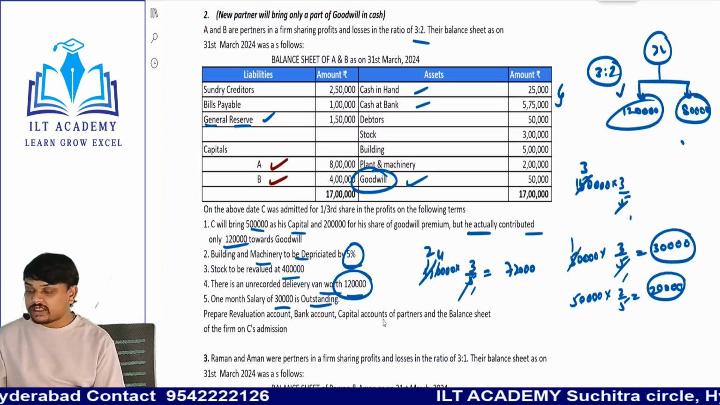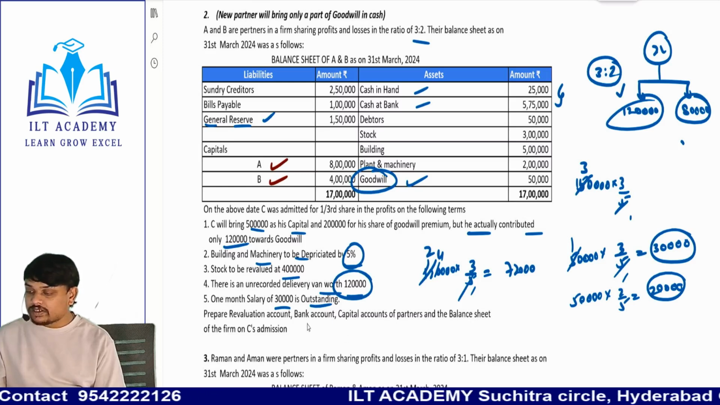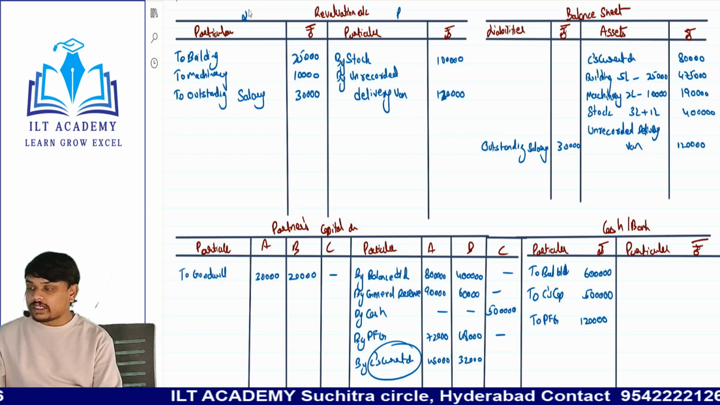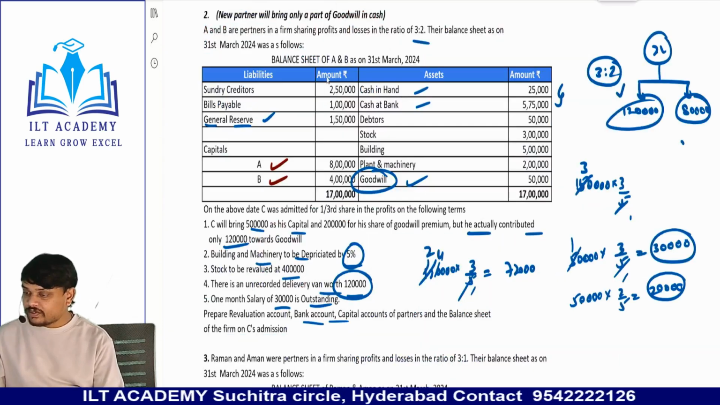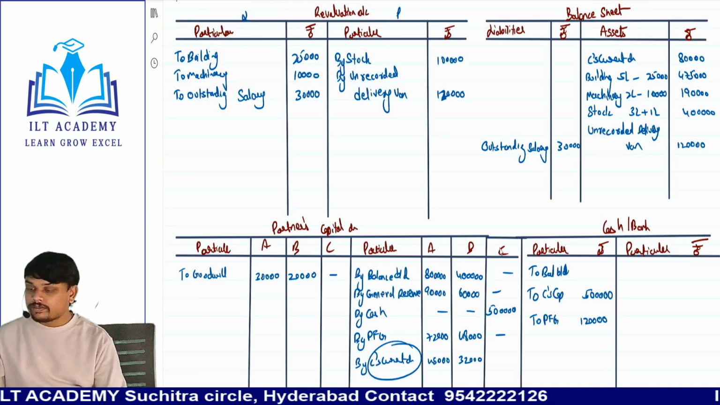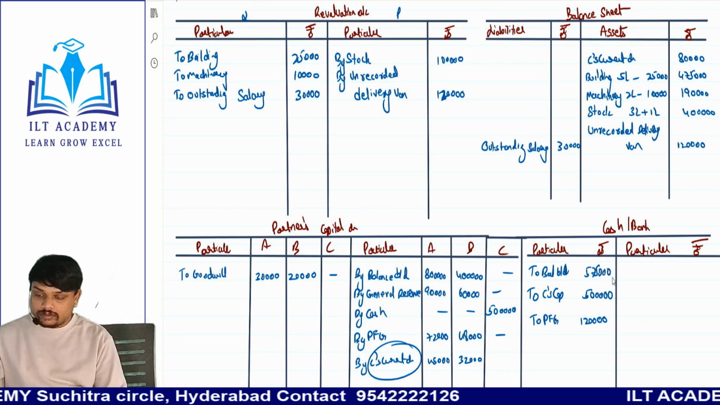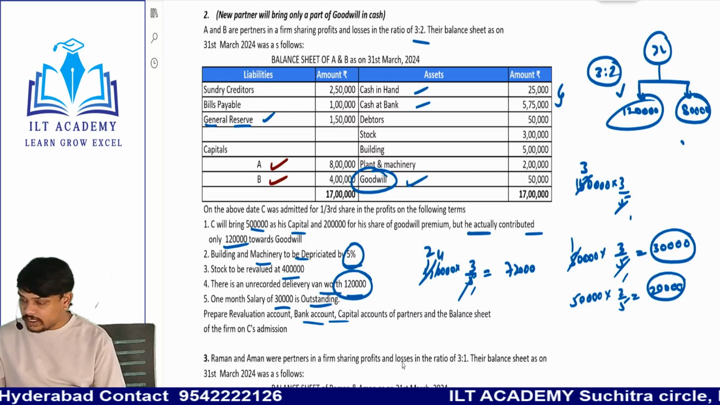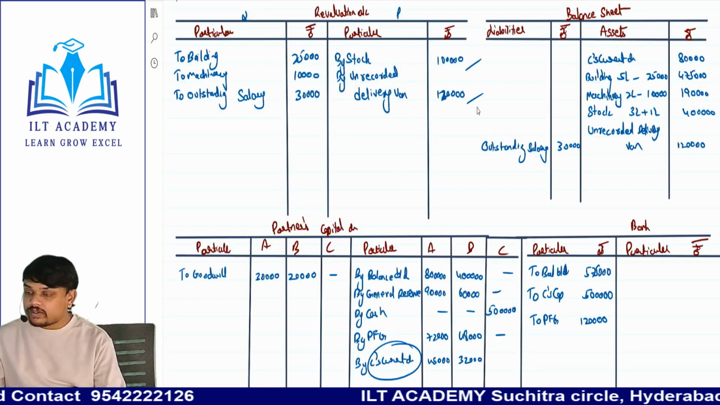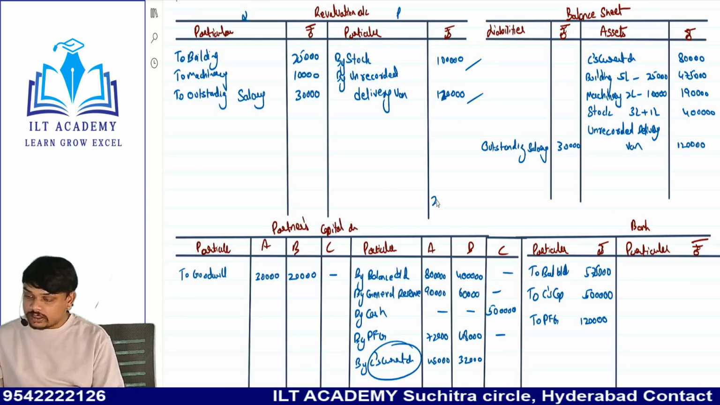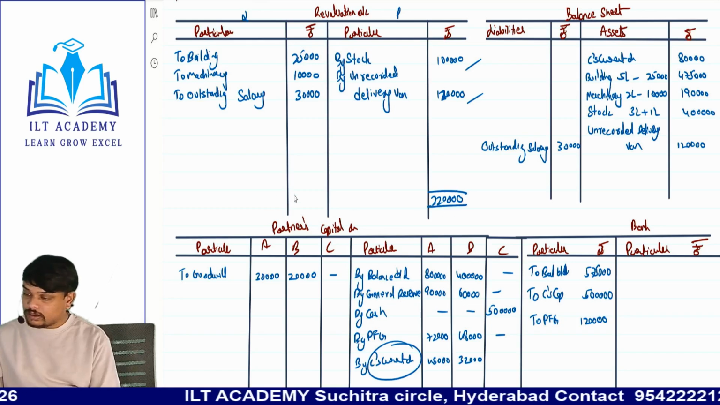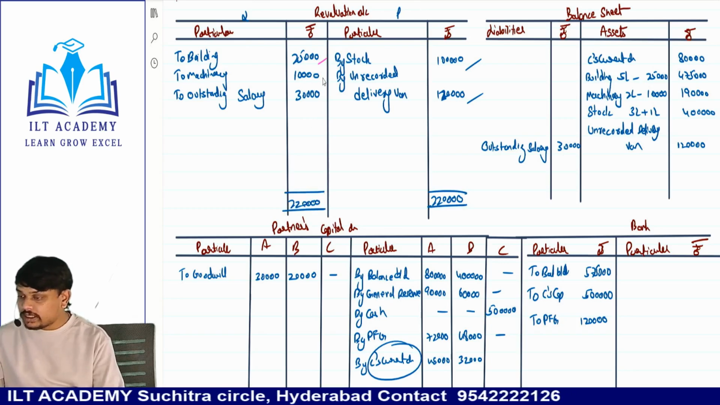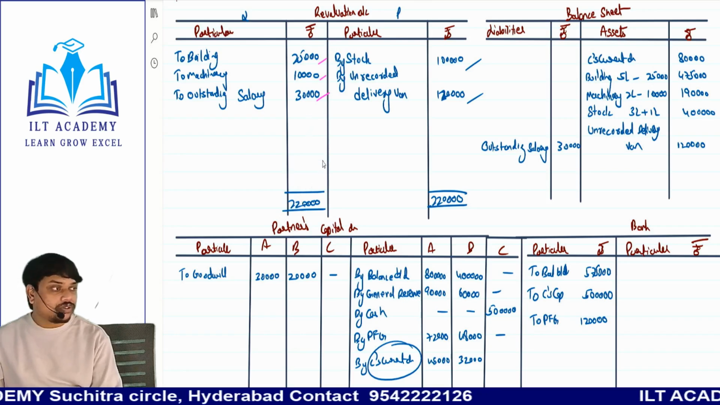We need to prepare the revaluation account, bank account, and capital accounts of the partners and the balance sheet. So since they have asked to prepare only the bank account, I'll take this as only the bank balance, 5,25,000. Done with the sum. Now the revaluation account. If you add the total, 1 lakh plus 1,20,000, 2,20,000. And if you see the balance, 220 minus 65, 1,55,000.